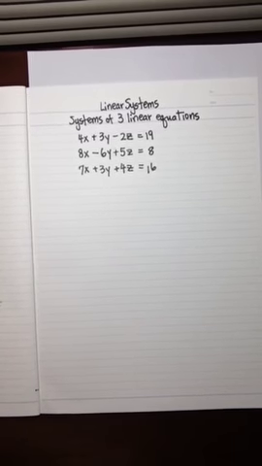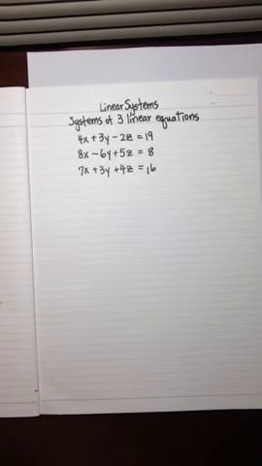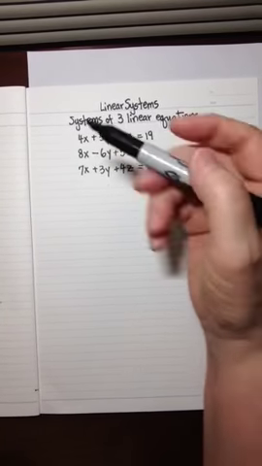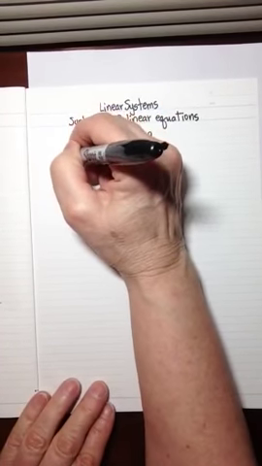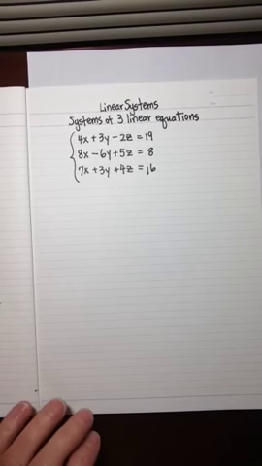Hello. In this video we're going to attack linear systems, specifically systems of three linear equations. And here is our system. Normally it's written with a big bracket to indicate that the values of x, y, and z are the same through these three equations.